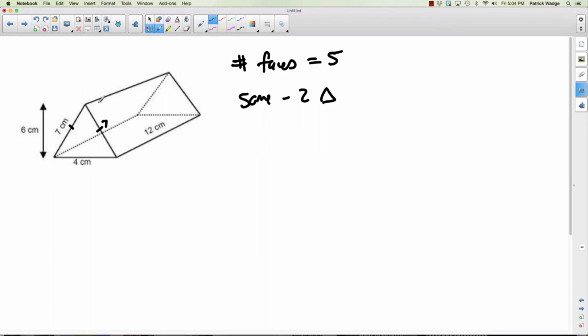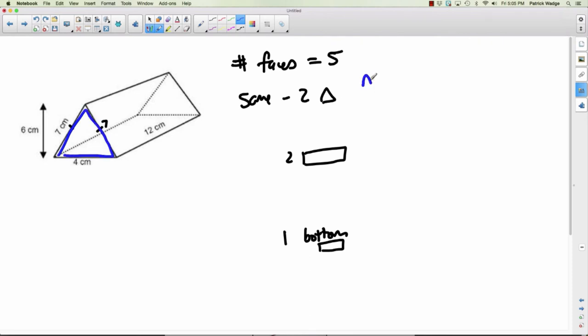And if you look at the face on the side here, it's 7 by 12, as is that one there. So you have two rectangles the same, but then the one bottom rectangle is not the same. So I've spaced these out again. So let's start with this triangle right here.